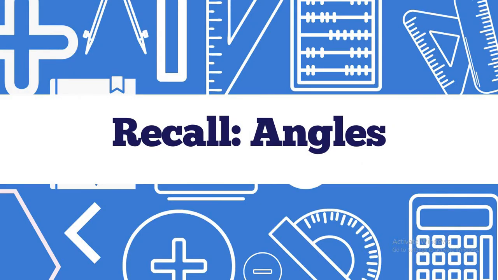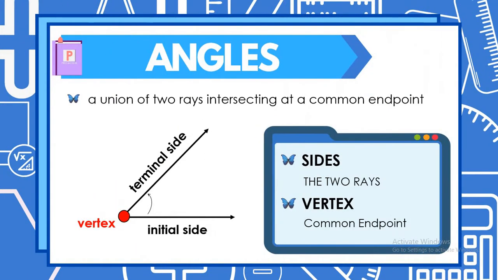Let's first recall what an angle is. In geometry, an angle is defined as a union of two rays intersecting at a common endpoint. So basically, an angle consists of these parts. First is the side, and the sides are the two rays intersecting. Then we also have the vertex, which is the common endpoint of the two rays.